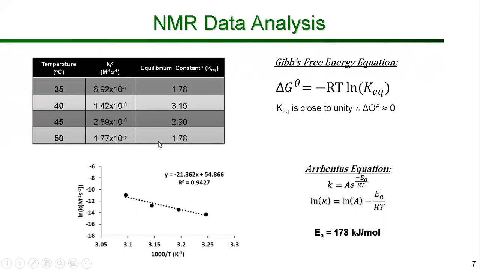And then we were also able to take the rates that we got from each of the temperatures and plot it as an Arrhenius equation to get an activation energy of 178 kilojoules per mole, which is relatively high. And we expected that because we weren't expecting an exchange to undergo so rapidly.